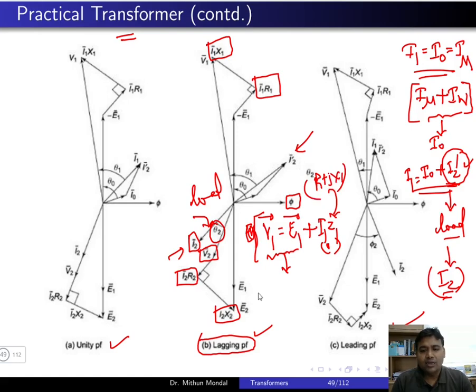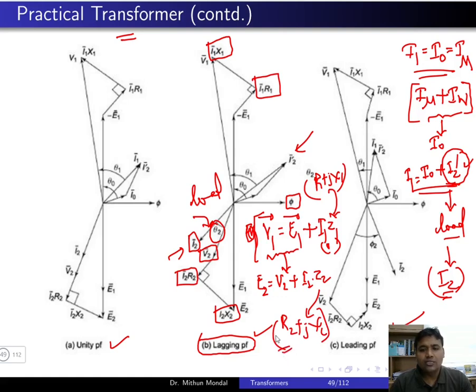Right? And similarly, if you write on the secondary side of the transformer, then you will have induced EMF E2 equal to V2, that is the terminal voltage, plus I2 into Z2, where Z2 is basically the total loss taking into consideration the resistance and the reactance.